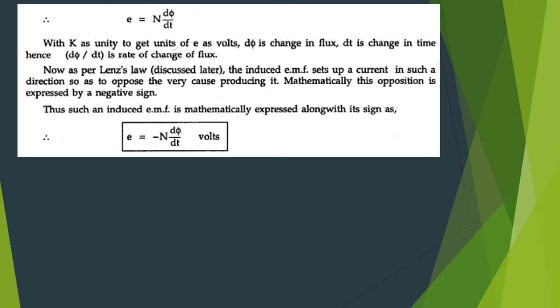Now let us see Lenz's law. The induced EMF sets up a current in such a direction so as to oppose, to resist, the very cause producing it. Mathematically, this opposition is expressed by a negative sign. Thus, the induced EMF is expressed along with its sign as e is equal to minus n d phi by dt.